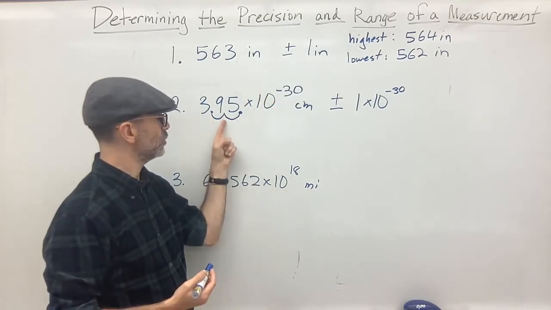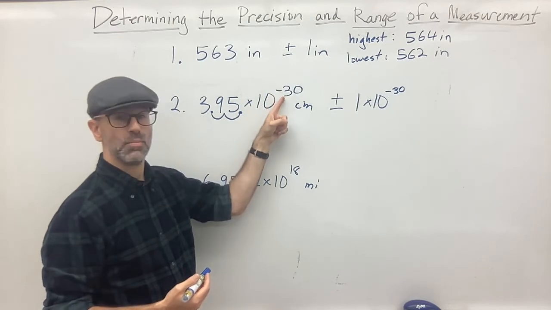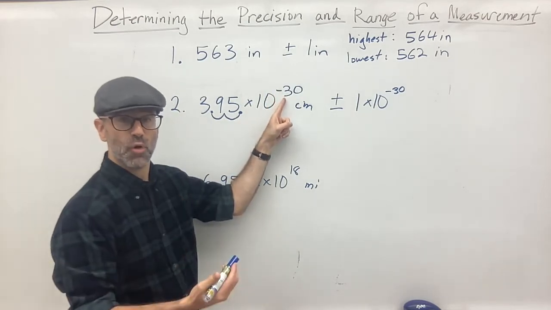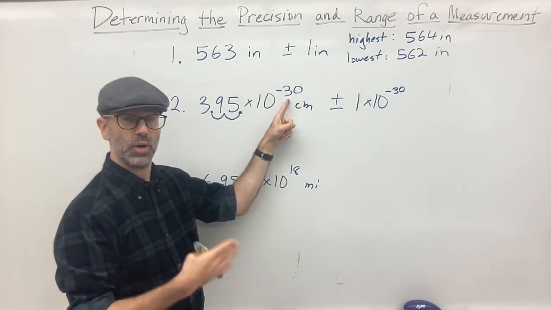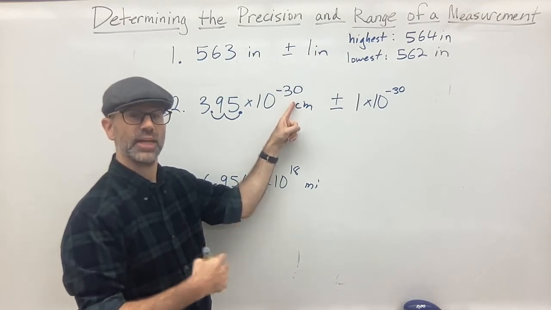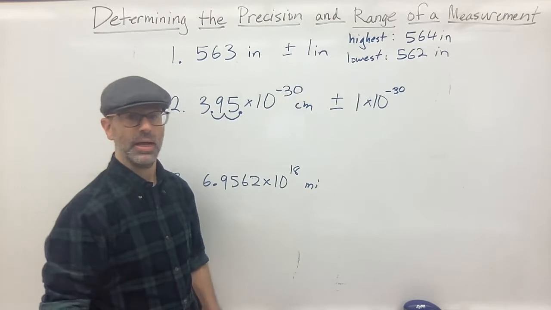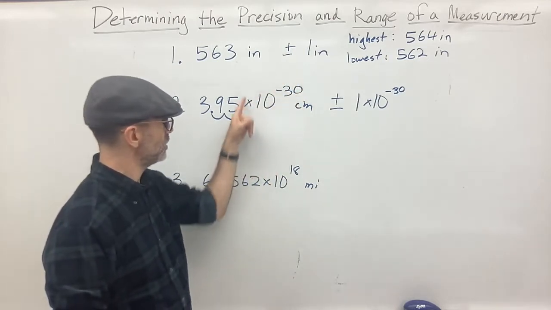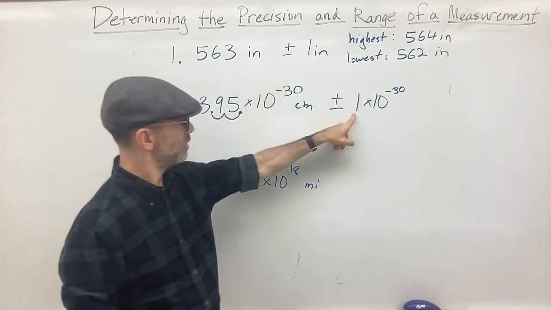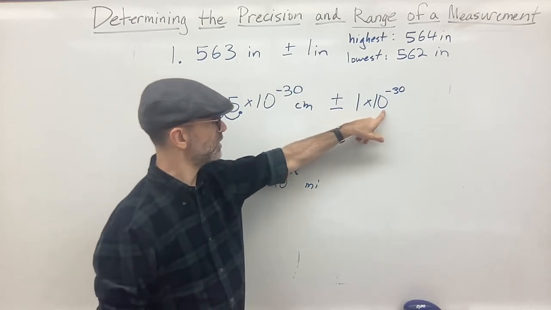So I had to move it over twice. So I made this more negative by 2 more numbers. So I went from negative 28 to negative 30. So I became more negative for that power. And so whatever this number is, that is the precision. So I write 1 times 10 to the negative 30.